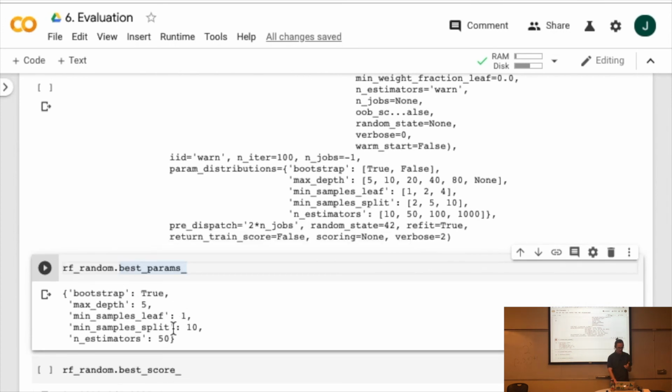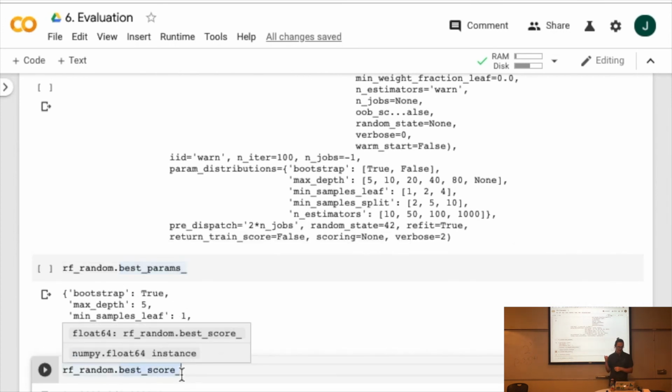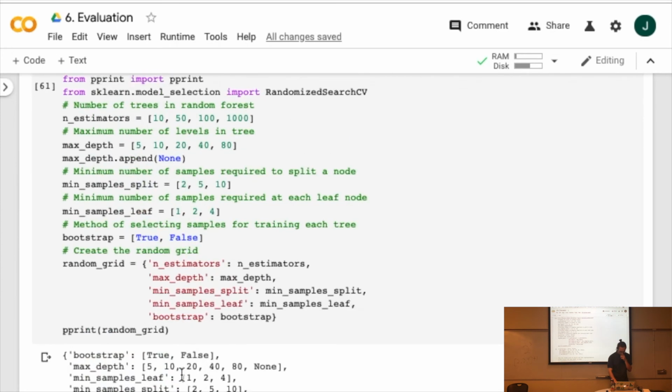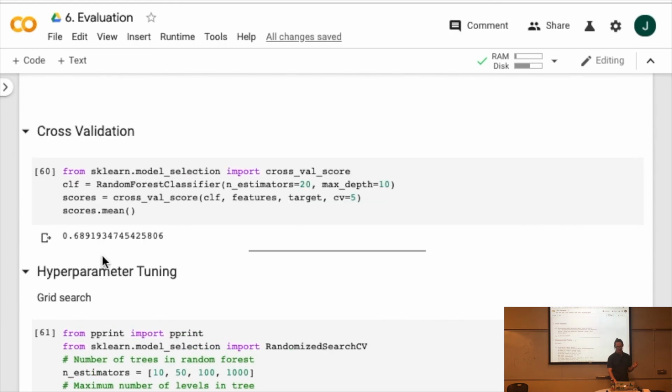So then, okay, you have these, and then you can get the best score. So this is pretty much 0.73. So that's like, okay, I tried every combination of what you gave me, and the best score I could get on the testing data was 0.73, which is a little bit better than what we got up here when we were just trying different things, right? We got 0.6.